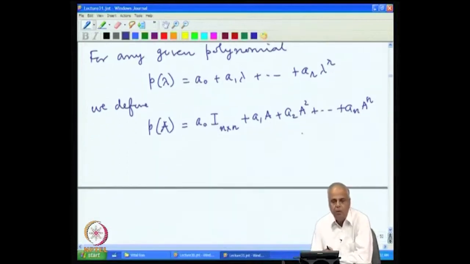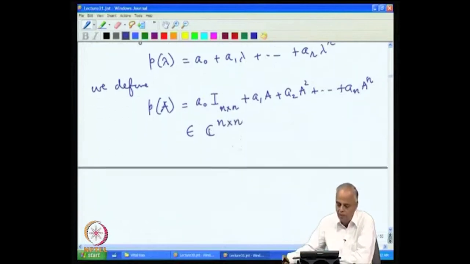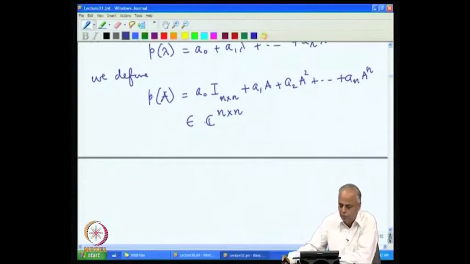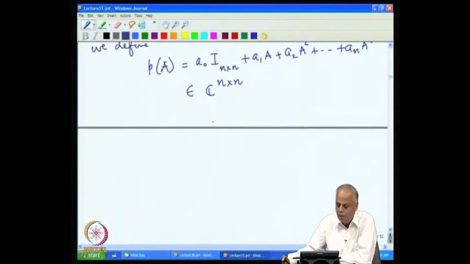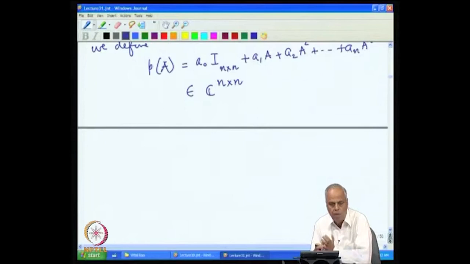So, given any polynomial p with complex coefficients, we associate with it a polynomial in the matrix A with complex coefficients. Start with the complex matrix and complex coefficients; the sum of all these matrices is again a matrix, and again it could be complex. So, given any polynomial with complex coefficients, we can always associate with it the matrix polynomial p of A.